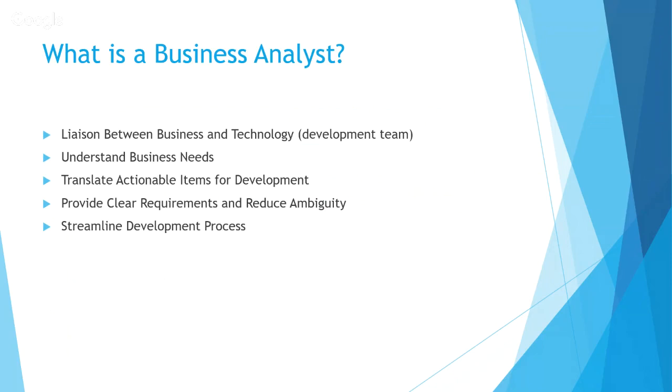So this is talking about really what a BA is, the definition. But really the BA is ultimately the liaison between the business and the development teams. They work closely with the client management to understand business needs, translate them into actionable items for development to work on, and provide clear requirements to reduce ambiguity and streamline the development process. Again, I swear I'm just going to get through all of this definition book stuff here, but it's important to know the real definitions of what a BA is. These are the textbook items, but these are key things that a BA is responsible for, and a lot of people don't understand that.